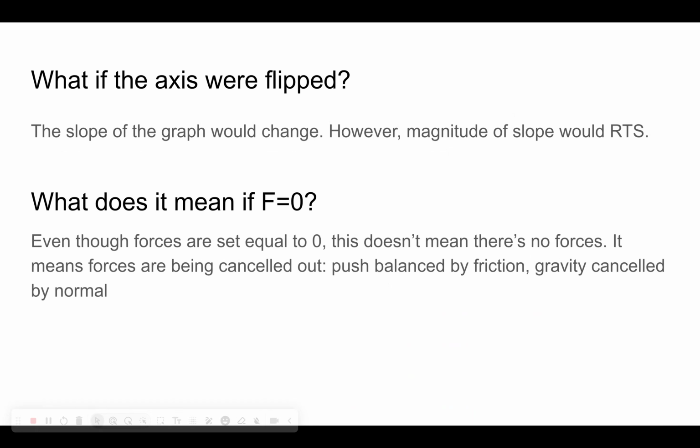The slope of the graph would change, but the magnitude of the slope would remain the same. So what does it mean if the net force is zero? It doesn't mean that there aren't any forces, it just means that the forces are being canceled out. So the push forward is getting balanced out by the friction, and the gravity is being balanced out by the normal.